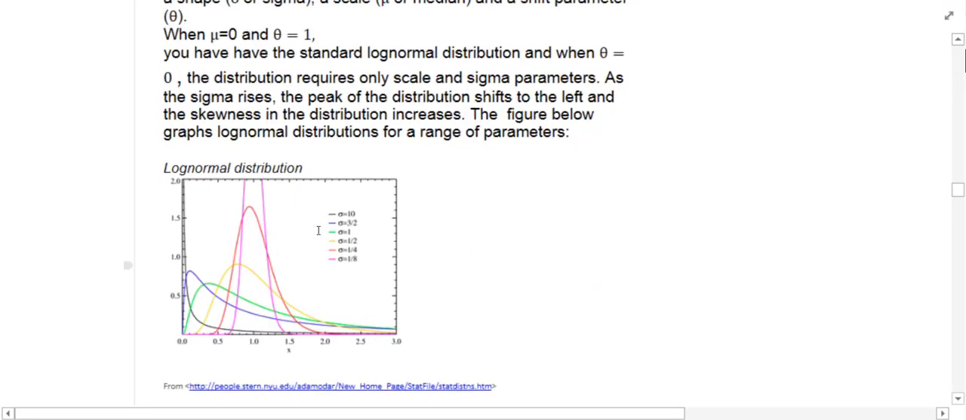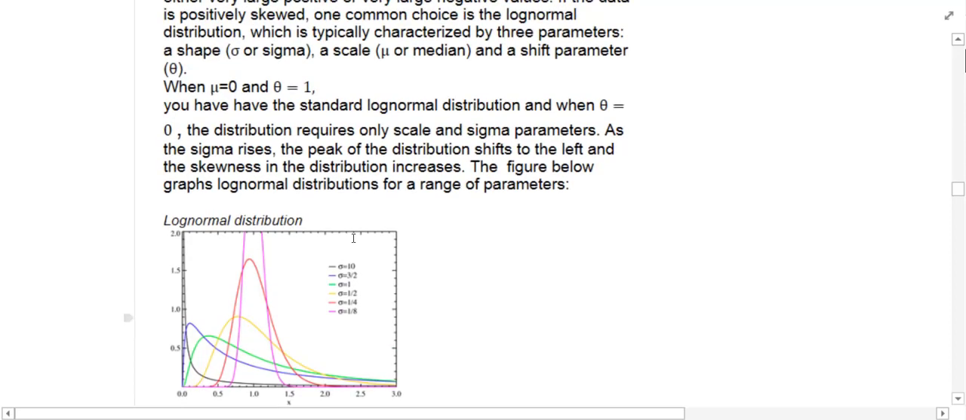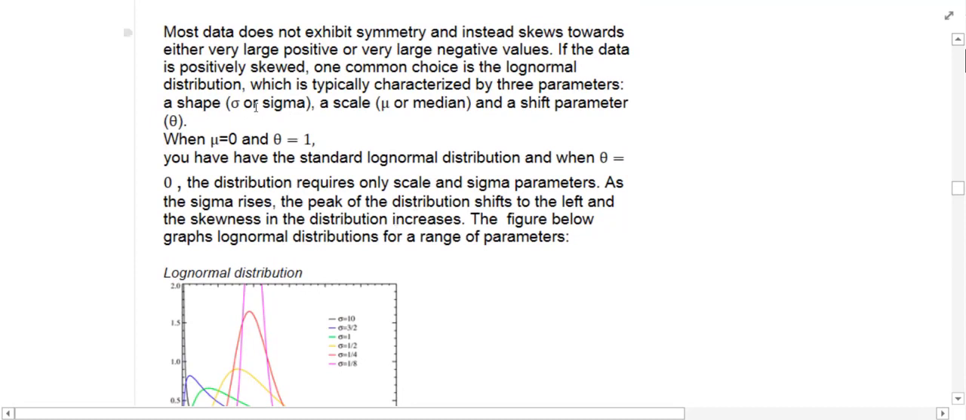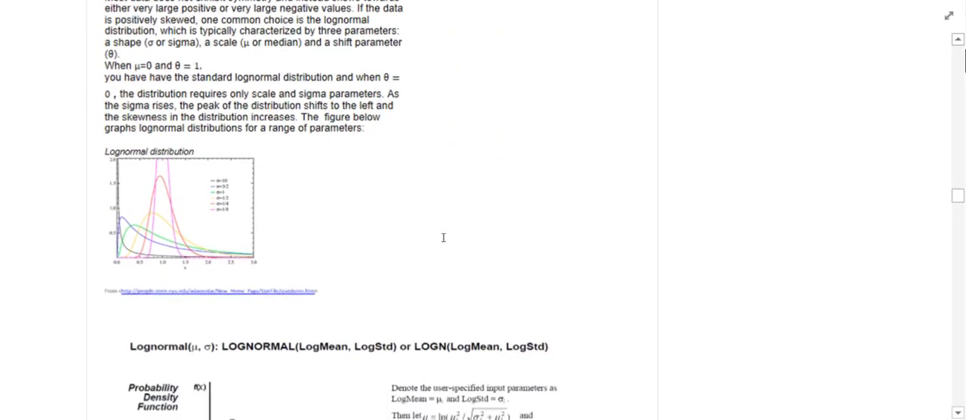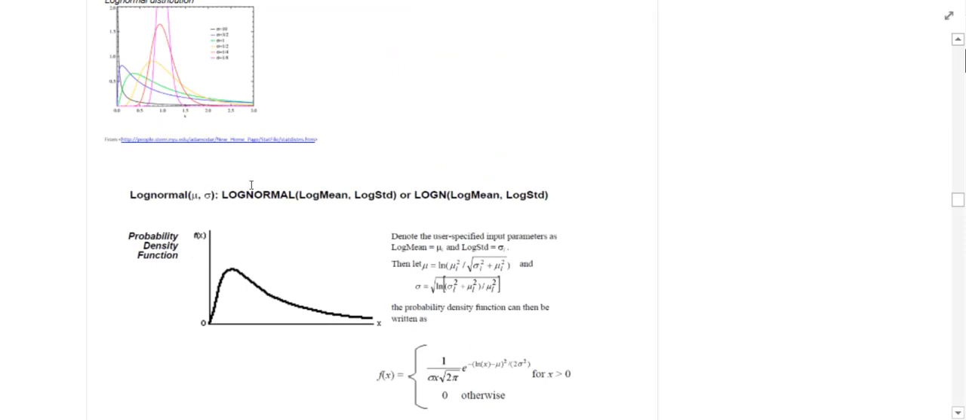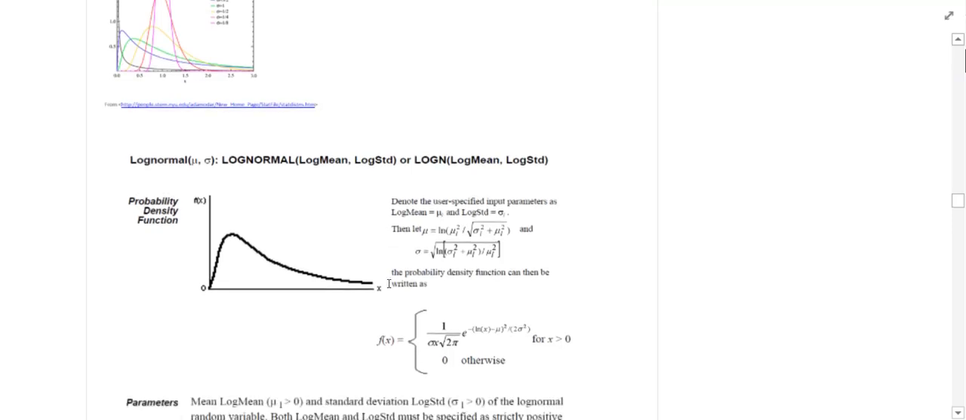It gives us some representative curves for various values of the variables, in this case sigma, that's driving it. So it's a useful distribution again for data which tends to skew towards either very large positive or very large negative numbers, which many times is something that you'll see. What it's looking for is mu and sigma, the log mean and log standard, the two variables it's looking for.